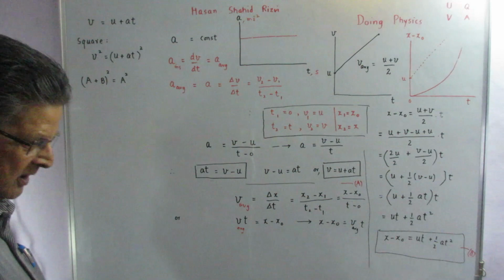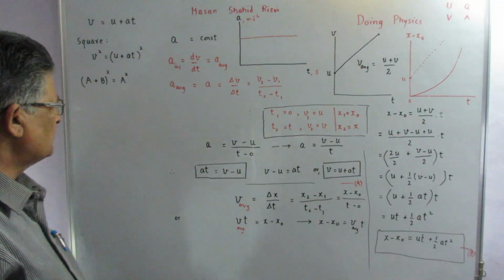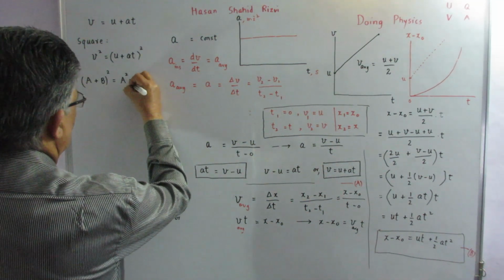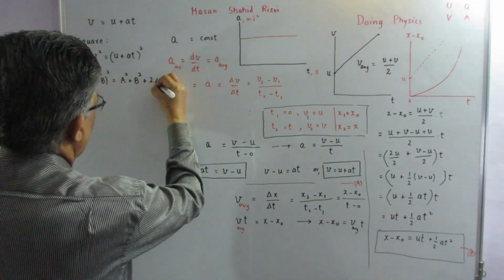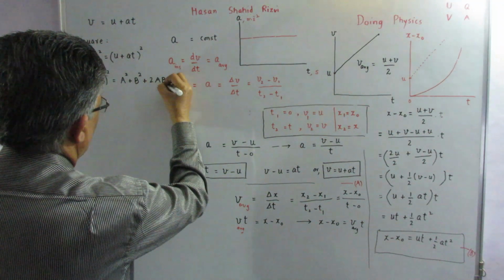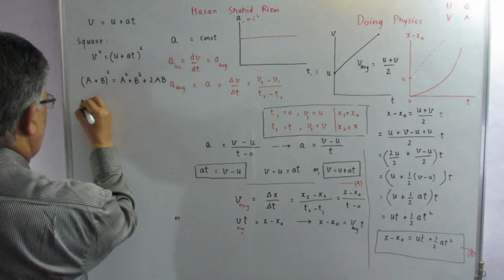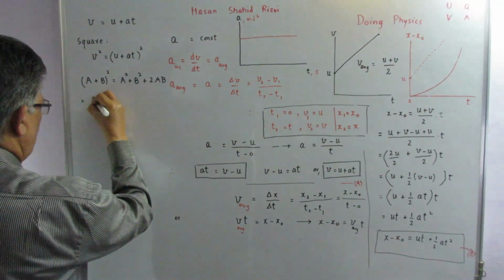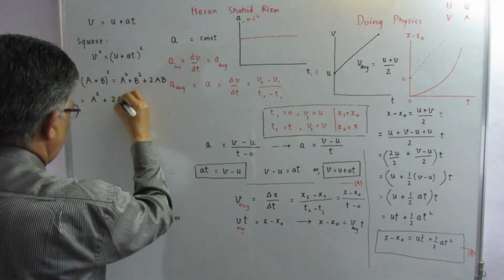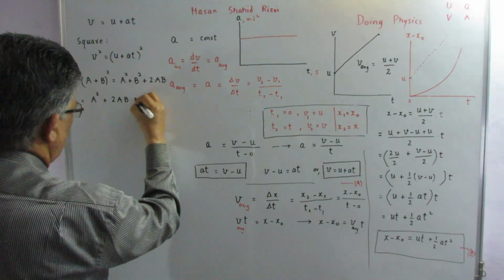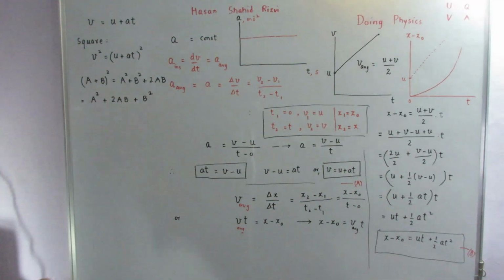Normally in our UP board classes, or where I was a student, my teacher used to say that a plus b whole square is equal to a square plus b square plus 2ab. This is what I grew up with. But now I'd like to write it, my way, as a square plus 2ab plus b square. And I would like to write it another way.